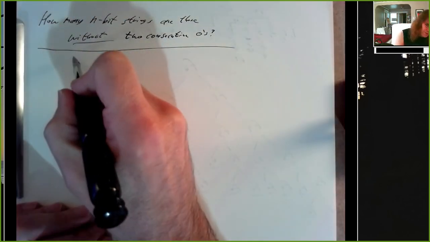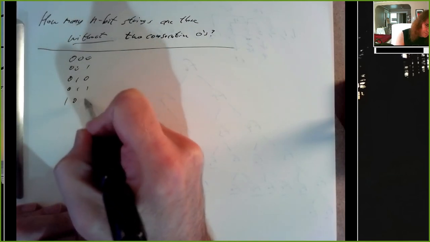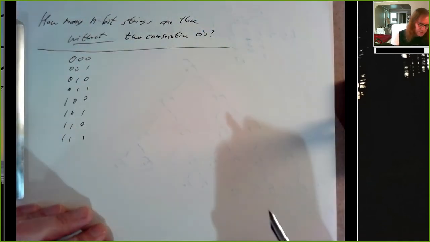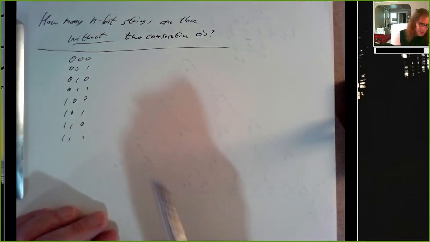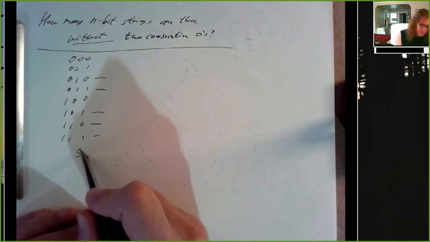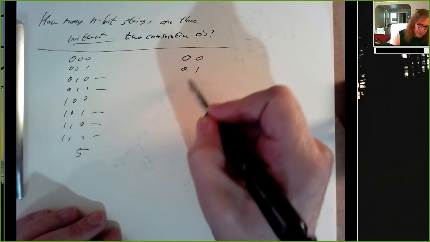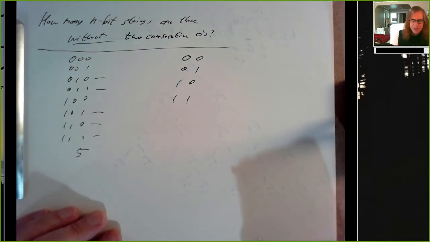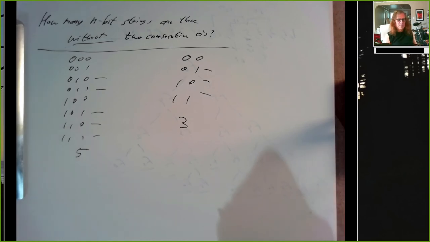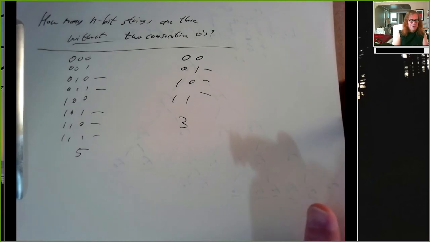So, for example, 3 bits. There's all our 3-bit numbers. How many do not contain two consecutive zeros? 1, 2, 3, 4, 5. All right, 2-bit numbers. How many do not contain two consecutive zeros? 1, 2, 3, 3. So maybe more than half, but let's come up with a formula for this.